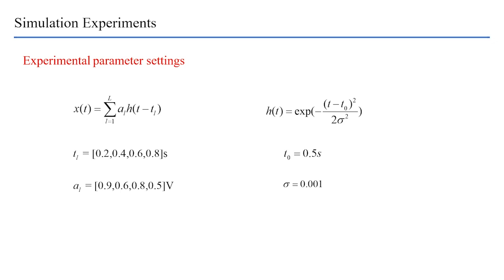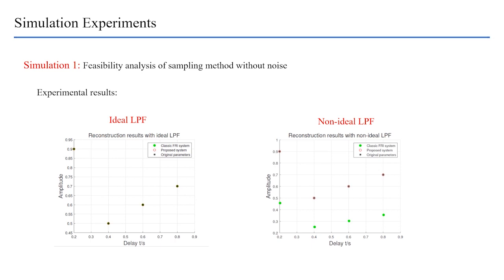Next, we introduce several MATLAB simulation experiments, and the experiment parameters were set as follows. Simulation Experiment 1: Feasibility analysis of the sampling method without noise. In this simulation without noise, we verify the feasibility of the system and prove that it can recover the unknown parameters of the signal through the samples.